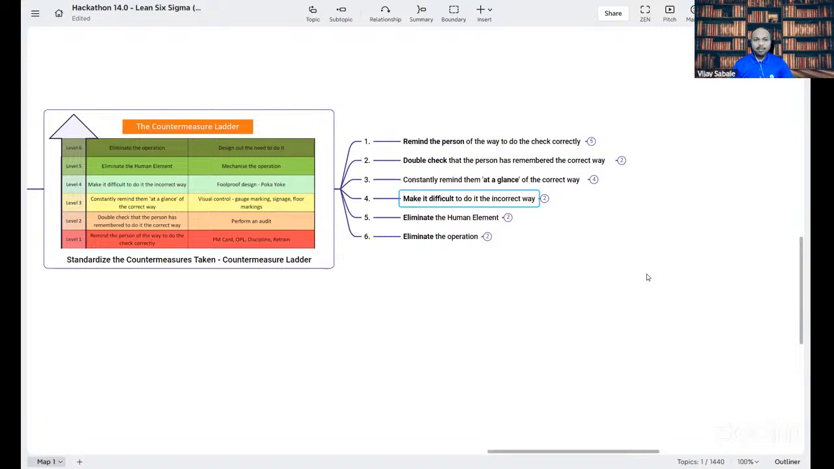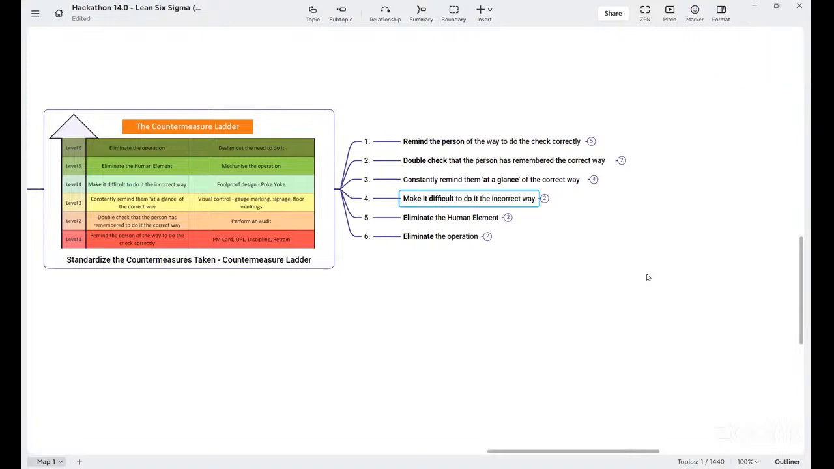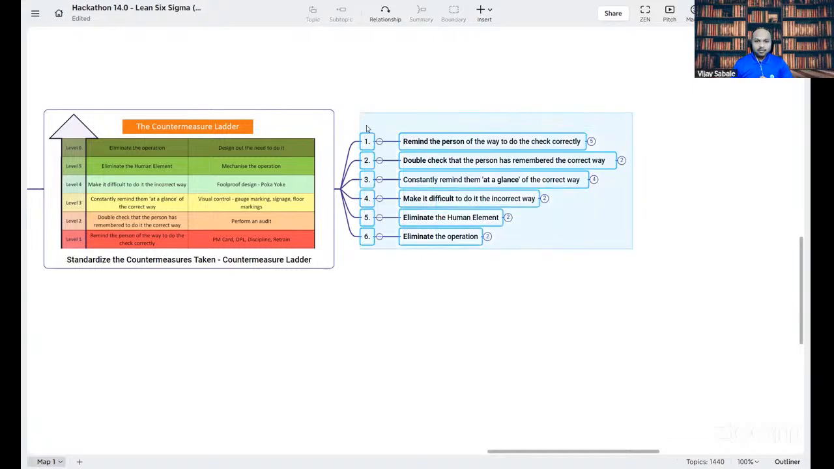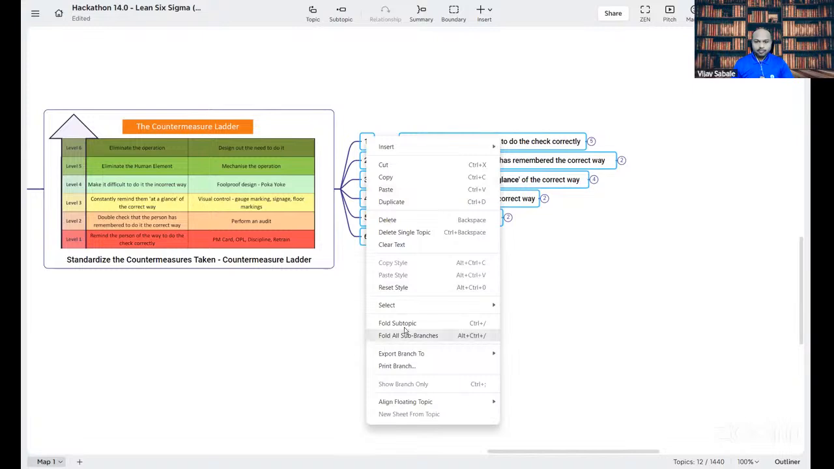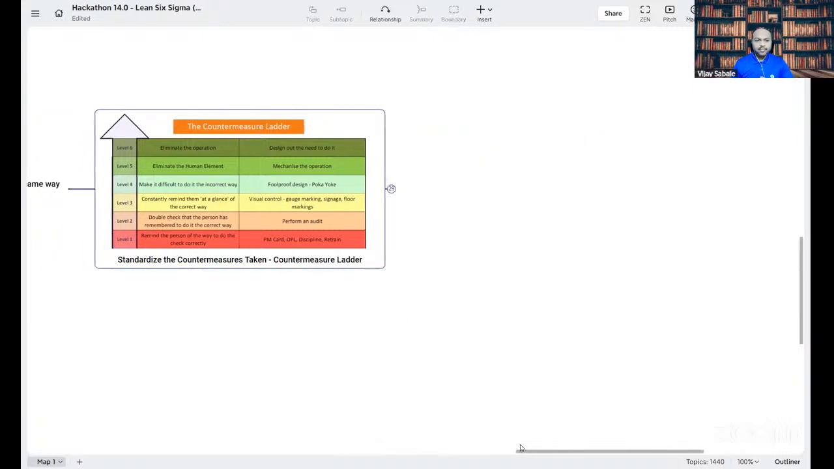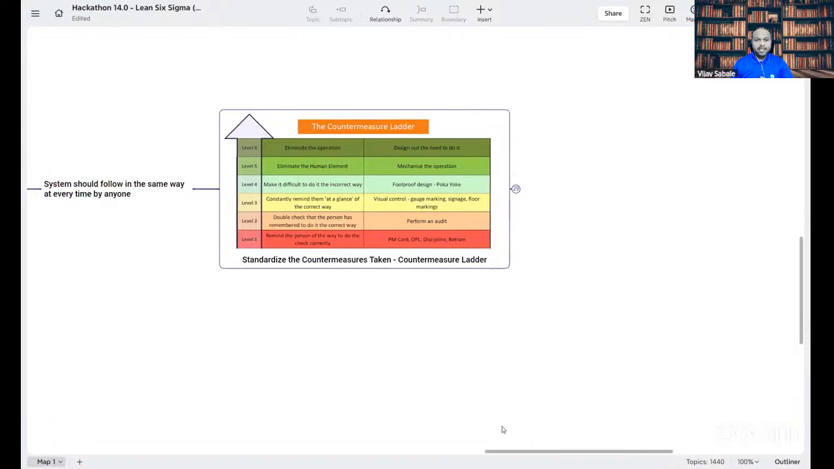Is it clear about all the 6 levels of countermeasures and standardizations? Yes, sir. Okay. Now let's take a simple example. I will just keep this slide open. Let me keep this image open. Just focus on this image and think about the situation. Okay, let me give an example.